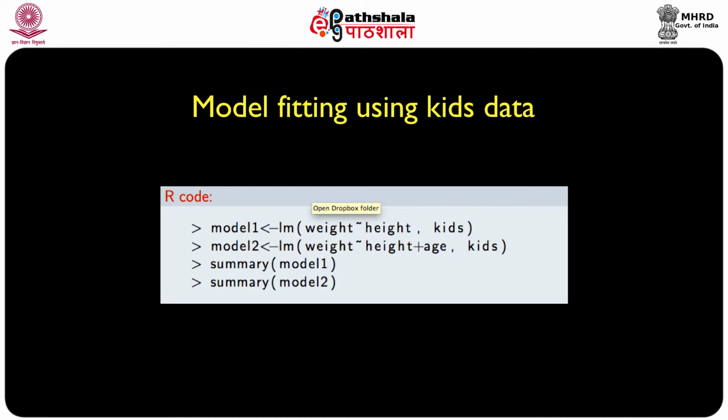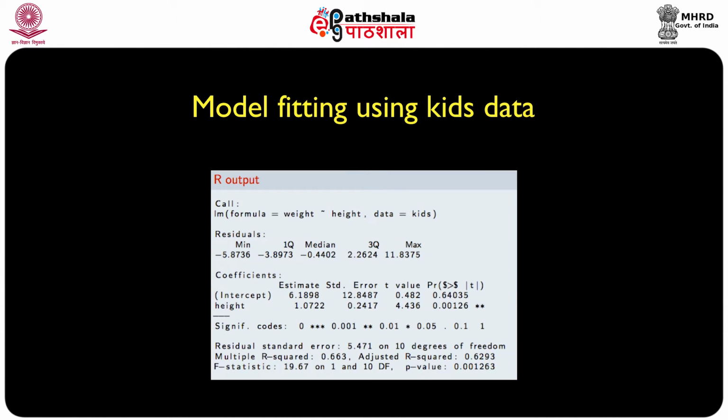And the second model is again fit using the LM function, but we fit the model using weight as the response and height as well as age as the two predictor variables. Then using summary, we look at the output for the two models. The first output is the summary of fitting model 1, which only has one predictor variable, height, and the second model where we use height as well as age as the two predictor variables. And we fit this model using LM function as well.